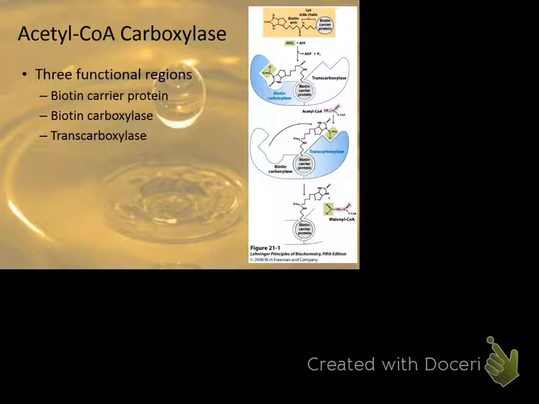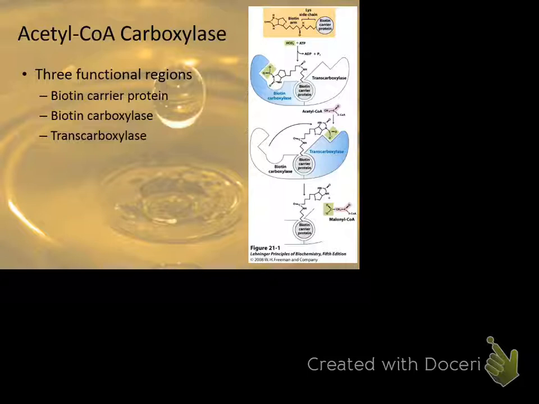In mammals, in us, it's a very large complex, whereas in certain bacteria, the carrier protein may be something that's separate. Okay, so, but for us, there are three functional regions. So we have the carrier protein, which contains the actual biotin group that we've seen before, and it's via a lysine chain, so it's an amide interaction.